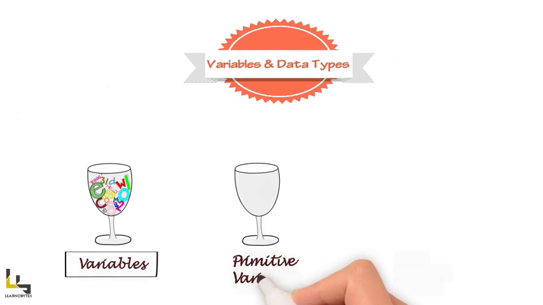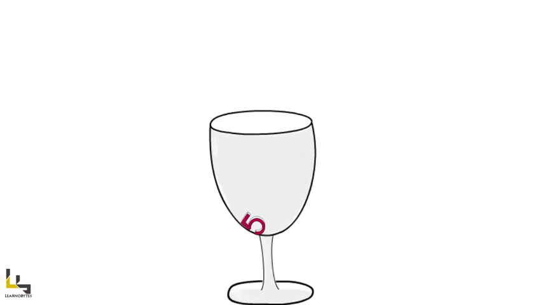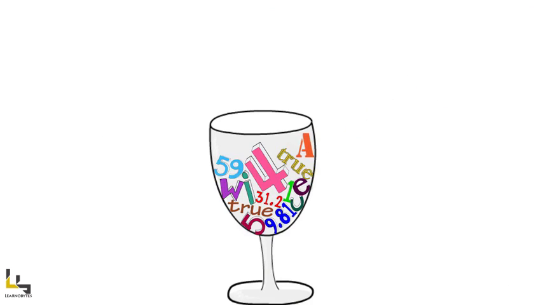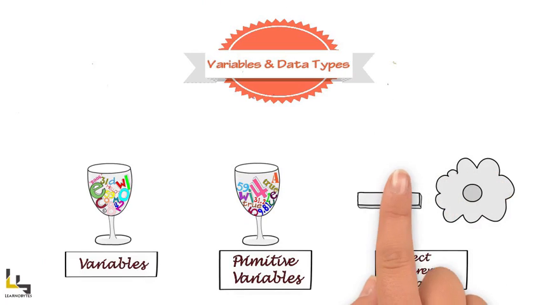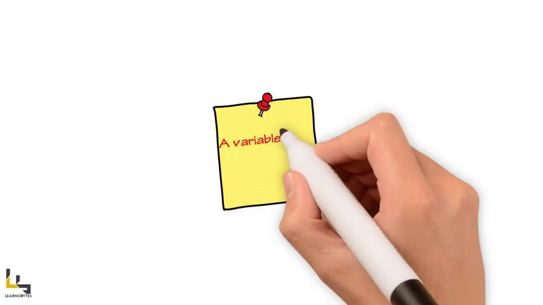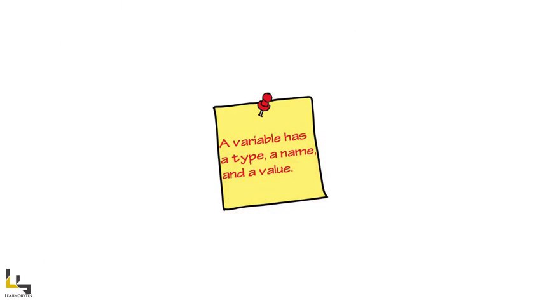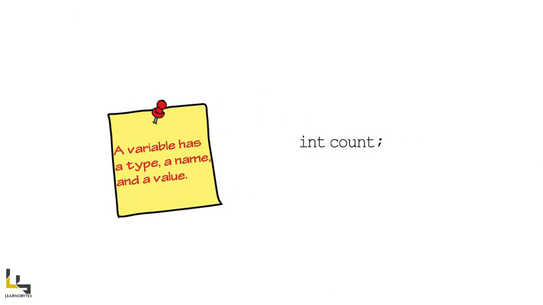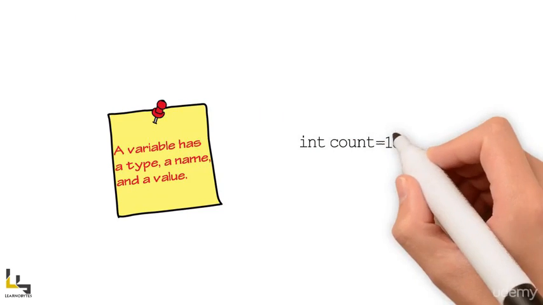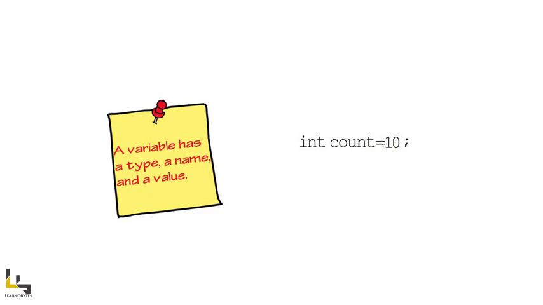Primitives hold fundamental values like integers, floating point numbers, booleans, and characters. Object references hold references to objects. A variable has a type, a name, and a value. We can declare a variable count of type integer like this. We can also assign it a value of 10 like this.